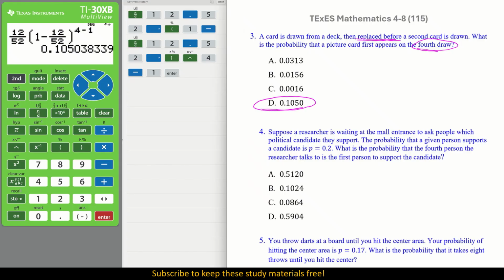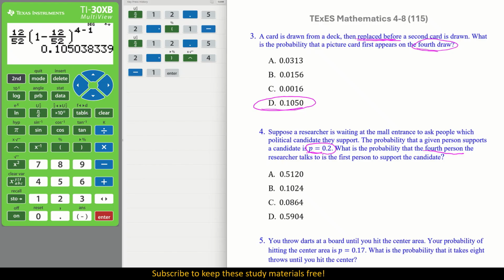Suppose a researcher is waiting at the mall entrance to ask people which political candidate they support. The probability that a given person supports a candidate is P equal 0.2. Okay, which would be 20%, but that's not what we want to use. What is the probability that the fourth person the researcher talks to is the first person to support the candidate?